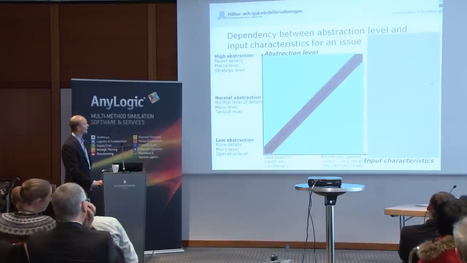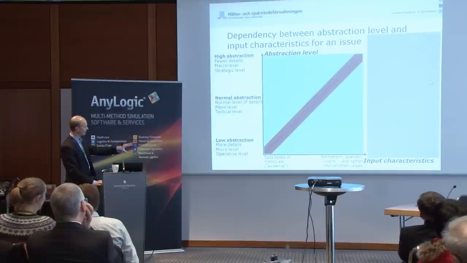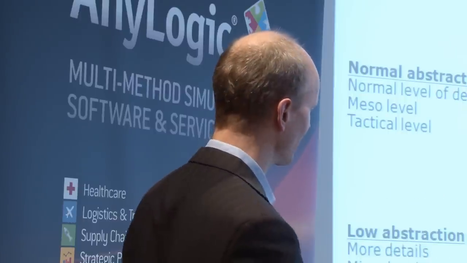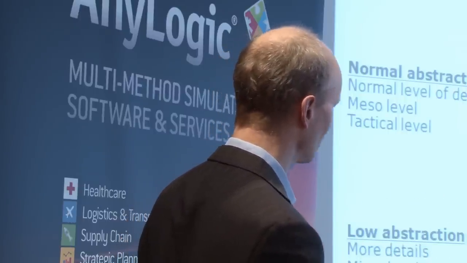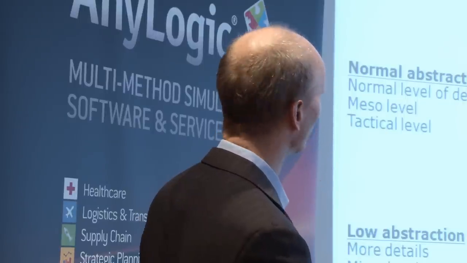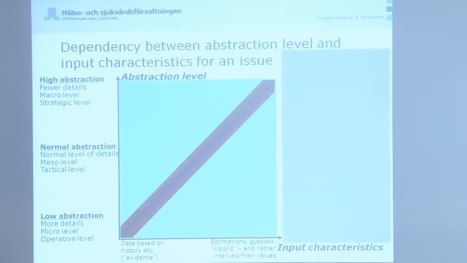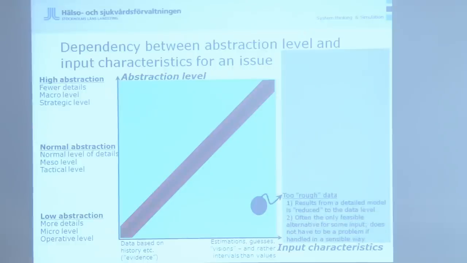And given this, I would say that there is a relationship between data and whether they should be based on history and evidence or whether they should be based on estimation, guesses, visions, and rather intervals than values. And there is a relationship between the abstraction level and the data. This is, of course, not the truth in all cases, but quite often it is. So if we have a situation like this, we have two rough data.